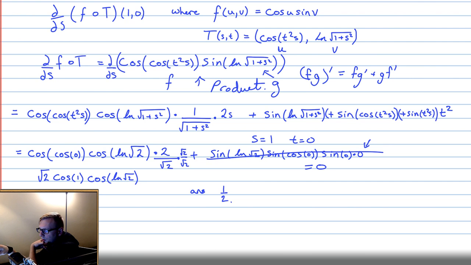Derivative of the natural log. Derivative of sine is cos. Derivative of the inside should be 1 over square root. Ah, yes. I see it now. Haha. Silly brains. Missed the 1 half. There's a 1/2 here. So this is just an s.